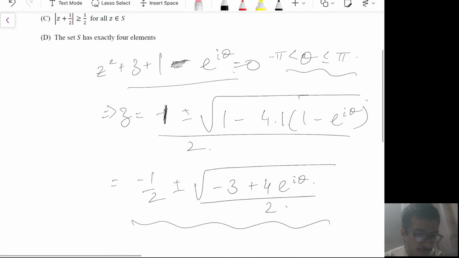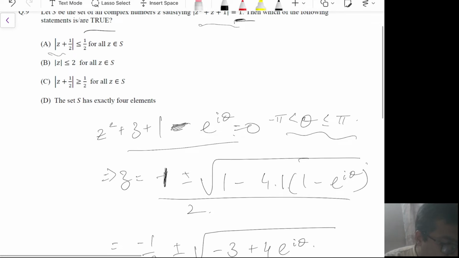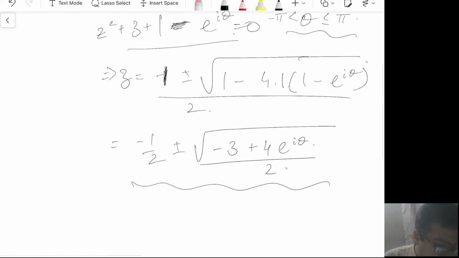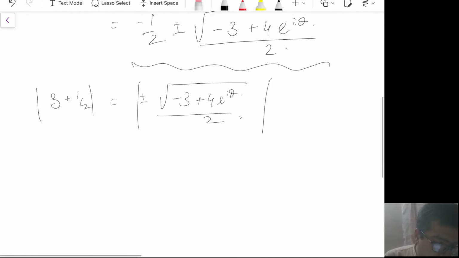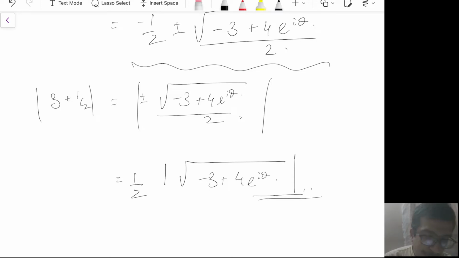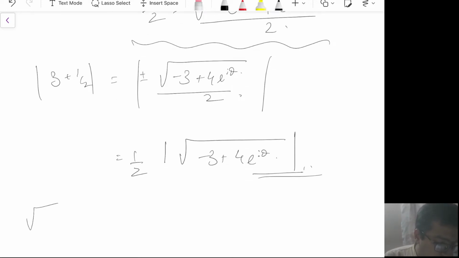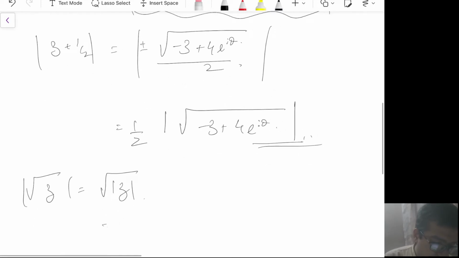Okay. So firstly, what can we say about mod of z plus half? So z plus half is going to be plus minus half square root of minus 3 plus 4 e to the power iota theta, or mod of this thing is going to be half of mod of square root of minus 3 plus 4 e to the power iota theta, right? And we know that the mod of root z is going to be square root of mod z. So here we can actually take mod inside the square root.